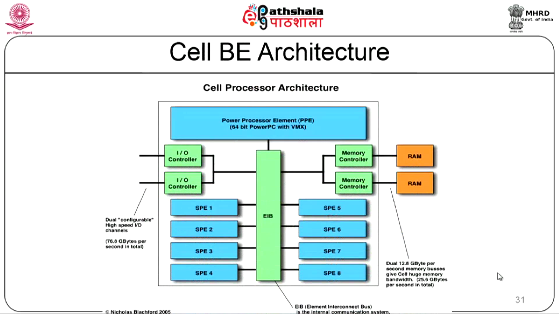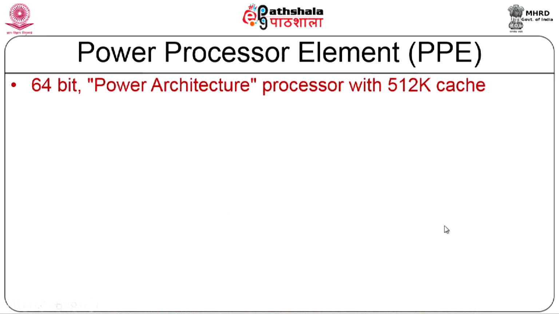So, as I already mentioned, you have a power processing unit which acts as the control processor and you have 8 SPEs which are basically used for exploiting data level parallelism. You have an element interconnect bus which interconnects the SPEs among themselves and with the main power processing unit. You also have the IO controllers and the memory controllers which will help you connect with the external memory and your IO devices.